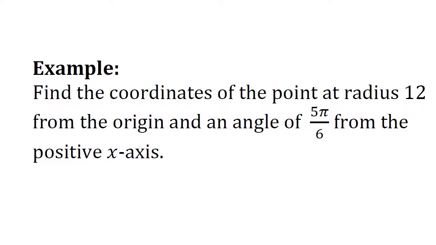Alright, and here is a different type of example. In this example, what it says is that we're going to find the coordinates of the point at radius 12 from the origin and an angle of 5 pi over 6 from the positive x-axis. So there's a lot of information going on here, but I would like to track this down one by one. First, we want to find the coordinates of the point at radius 12 from the origin.